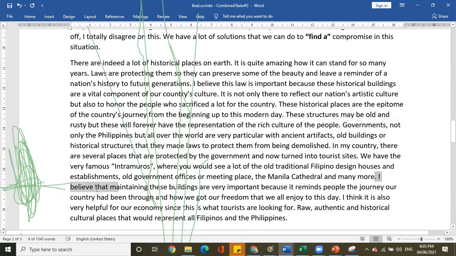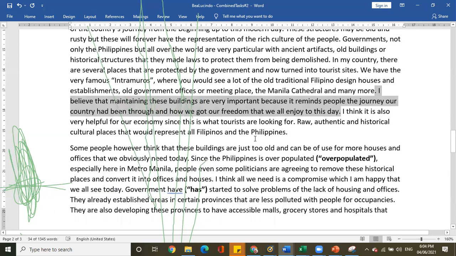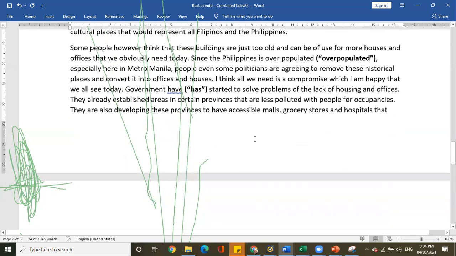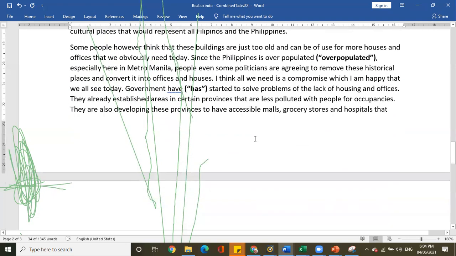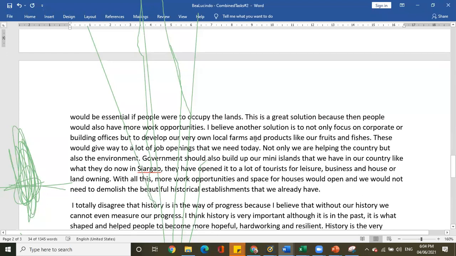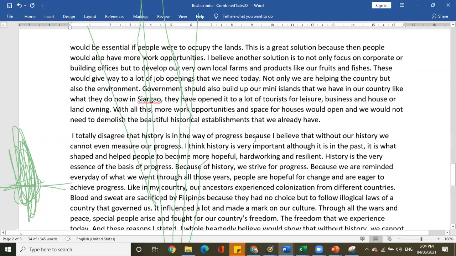You see that? I believe that maintaining these buildings is very important because it reminds people of the journey our country had been through and how we got our freedom that we all enjoy to this day. So that's why she's quite able to produce such a prolific essay, with her ability at sentence complexity. There.